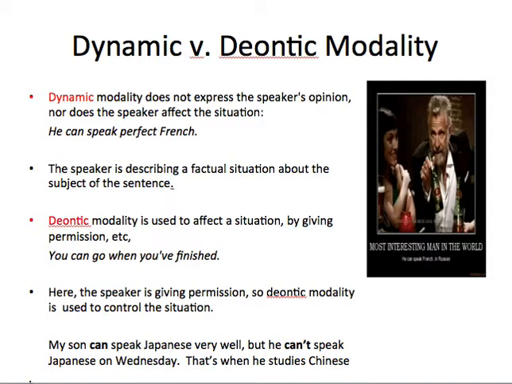In deontic modality, it's used to affect a situation by giving permission. For example, you can go when you've finished. All right? Here the speaker is giving permission. So deontic modality is used to control the situation. And see if we can capture that distinction here. My son can speak Japanese very well, dynamic modality, but he can't speak Japanese on Wednesday. Now we're moving to deontic. Okay, he's not allowed to. Why? Because that's when he studies Chinese.